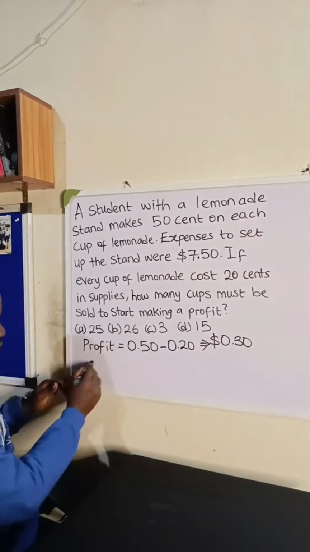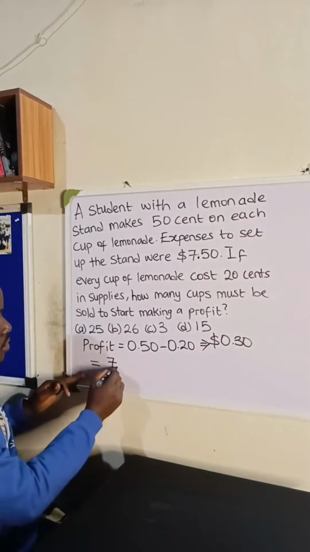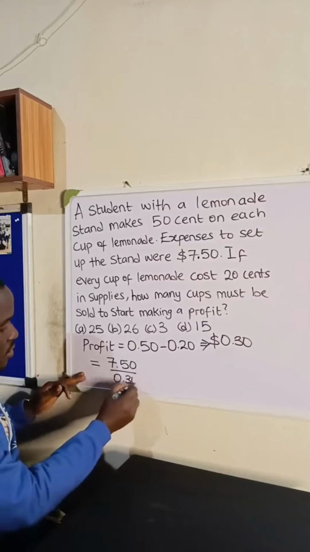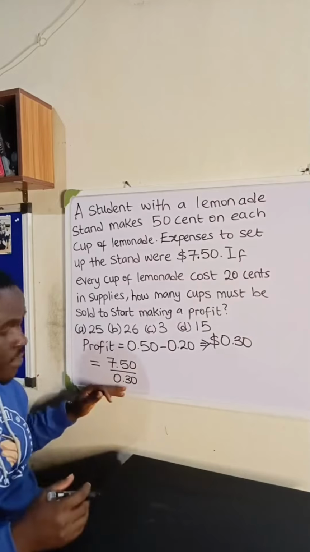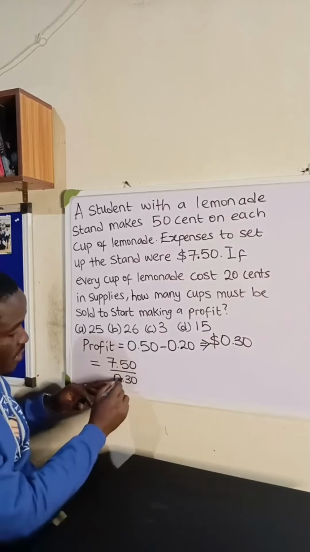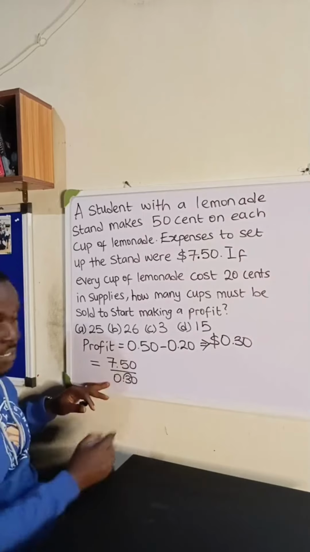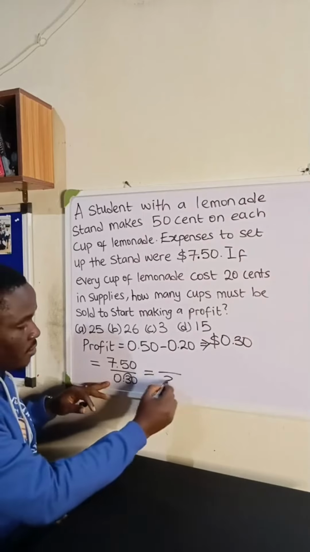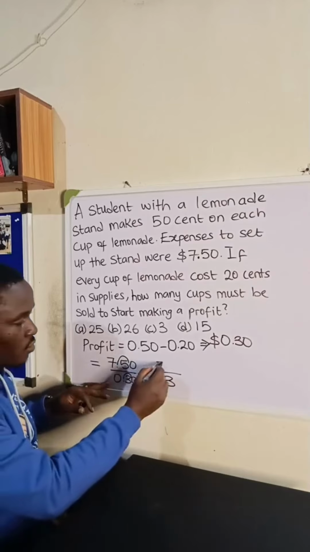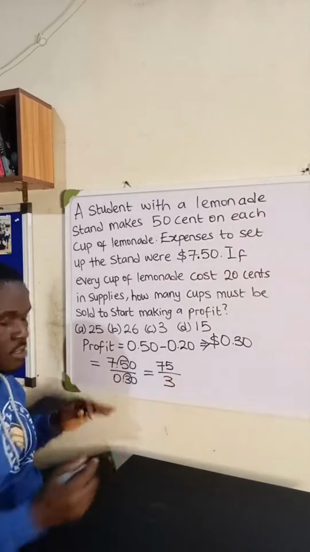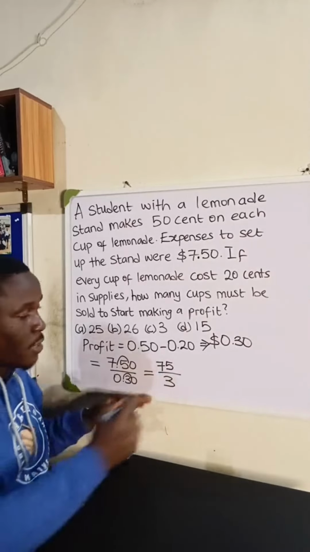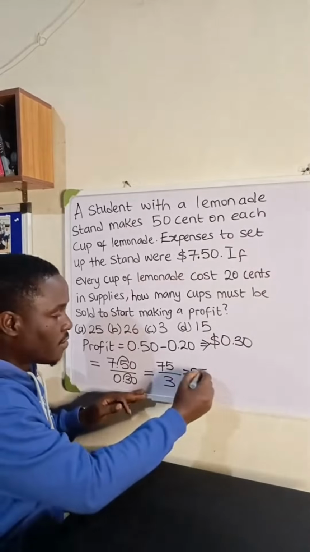So that will give us $7.50 divided by 30 cents. Now, it's very difficult to divide a number by a decimal. So what we can simply do is move the decimal point once for the denominator. This will give us 3. And also move the decimal point for the numerator once. This will give us 75. So now we can easily do 75 divided by 3. 75 divided by 3 is going to give us 25.